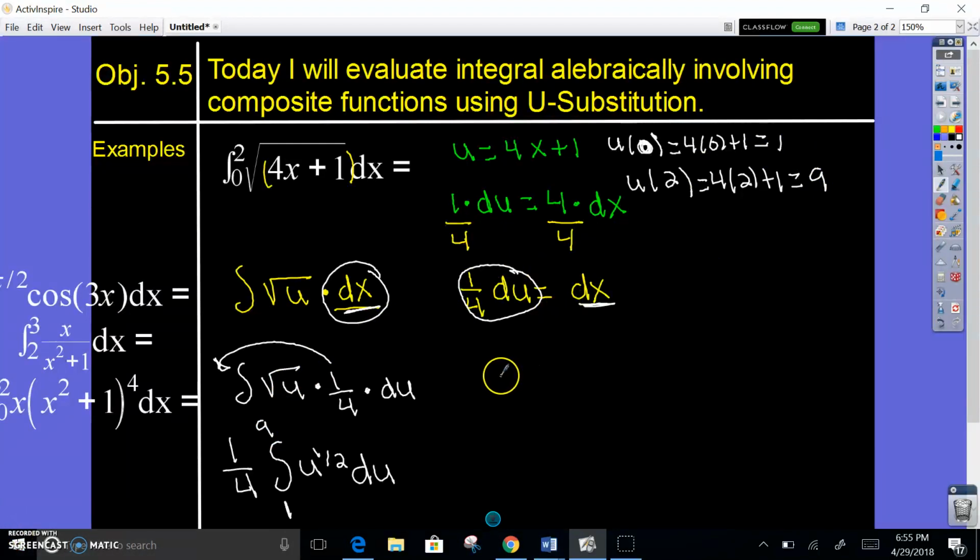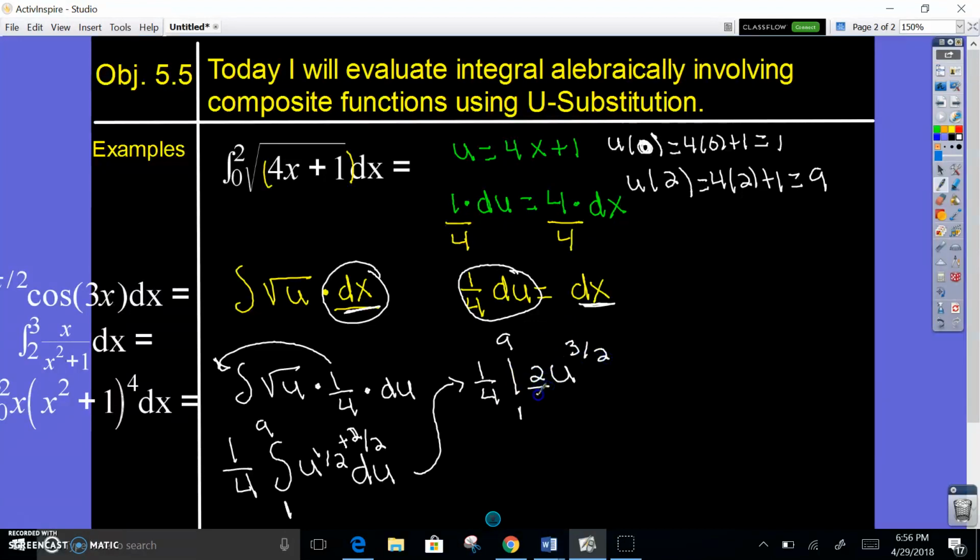So now I just need to evaluate this using the fundamental theorem of calculus. Let me see if I have a little more room over here. I'm going to put my 1/4, that just sits there, and my placeholder from 1 to 9. Now, because of this being written as a power, I'm going to go ahead and add 1. That's the same as adding 2 over 2. So that's going to result in u to the 3/2. And then I'm going to multiply by 2/3.